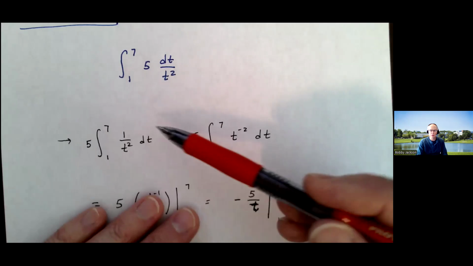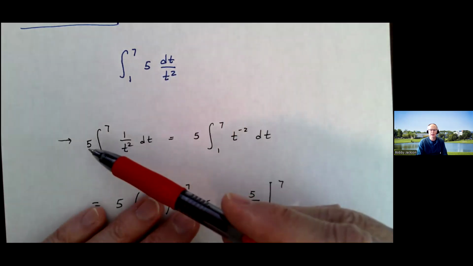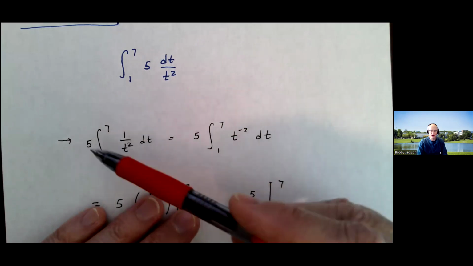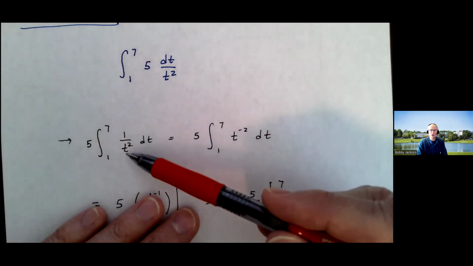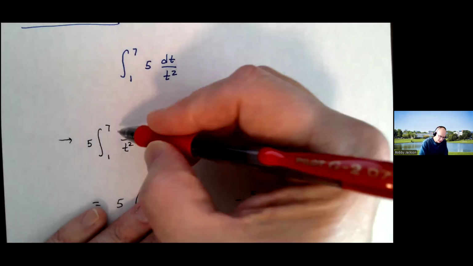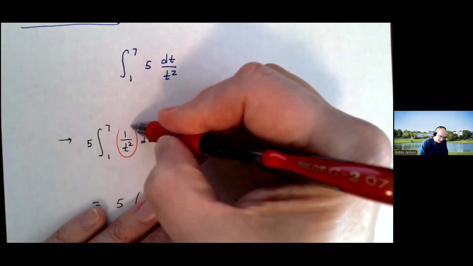So just a little reminder, this 5 is a constant multiple, so I'll pull it outside the integral sign using the linearity properties that we can use. And then dt over t squared really is the same as 1 over t squared dt. In other words, this is the function we are integrating, what we're finding the antiderivative of.